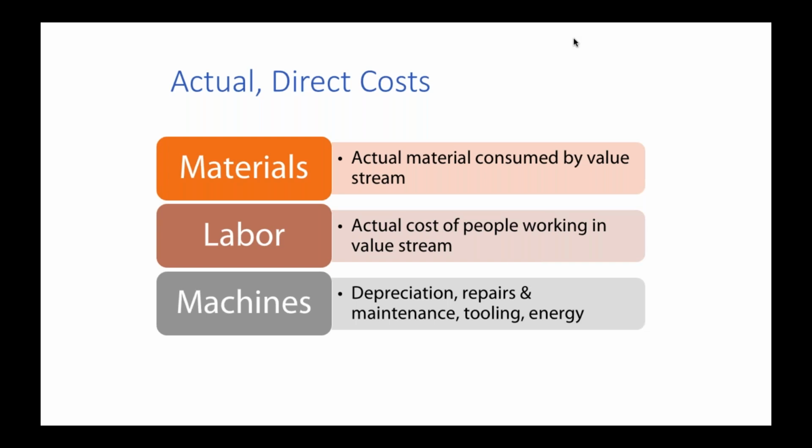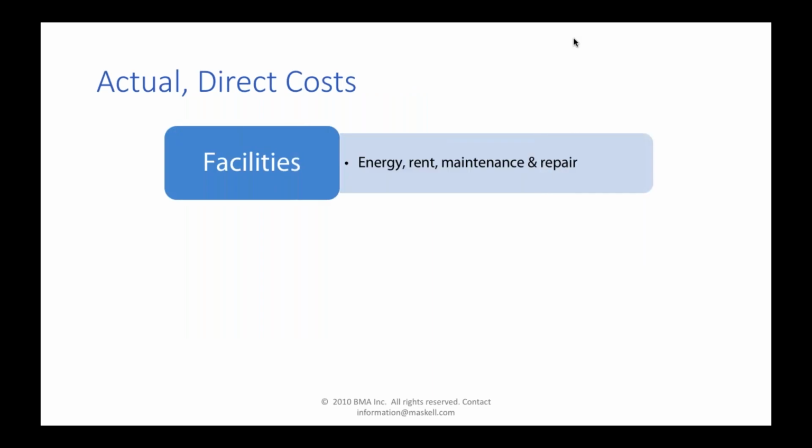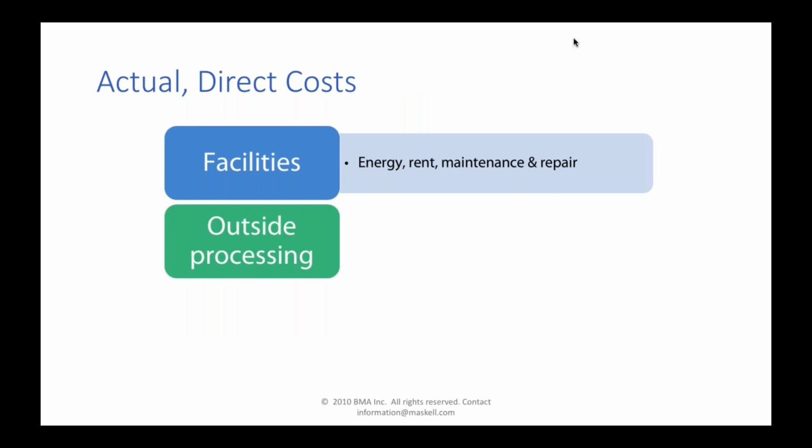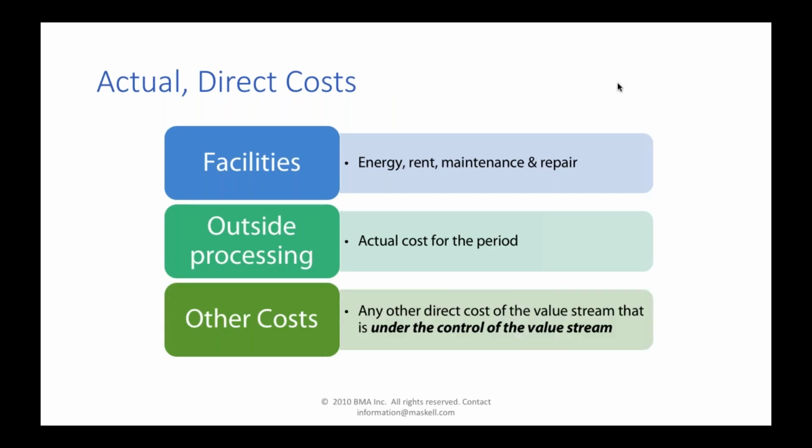Materials, labor, and machines typically make up the overwhelming majority of your value stream costs. And these are the ones to concentrate on when creating a value stream income statement. You might have some facility costs such as energy, rent, maintenance, and repair. In a manufacturing company, you might have outside processing costs, in which case we want to understand what was the actual cost for the period. And finally, any other cost which is under direct control of the value stream, we would want to assign as a value stream cost.